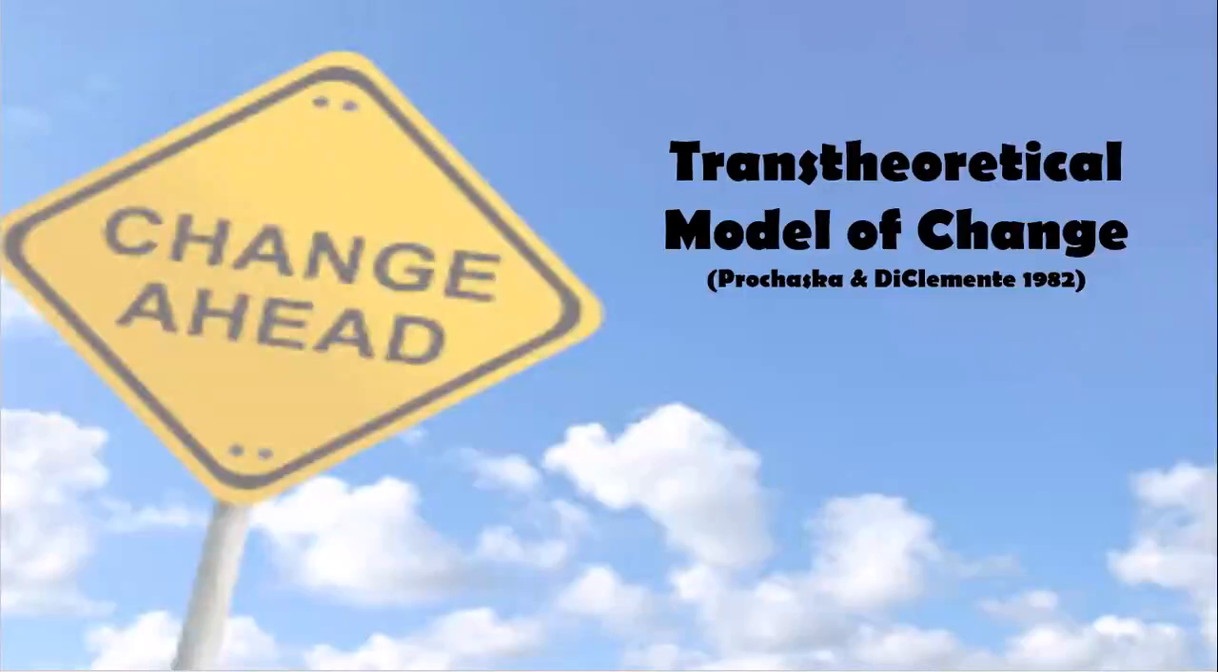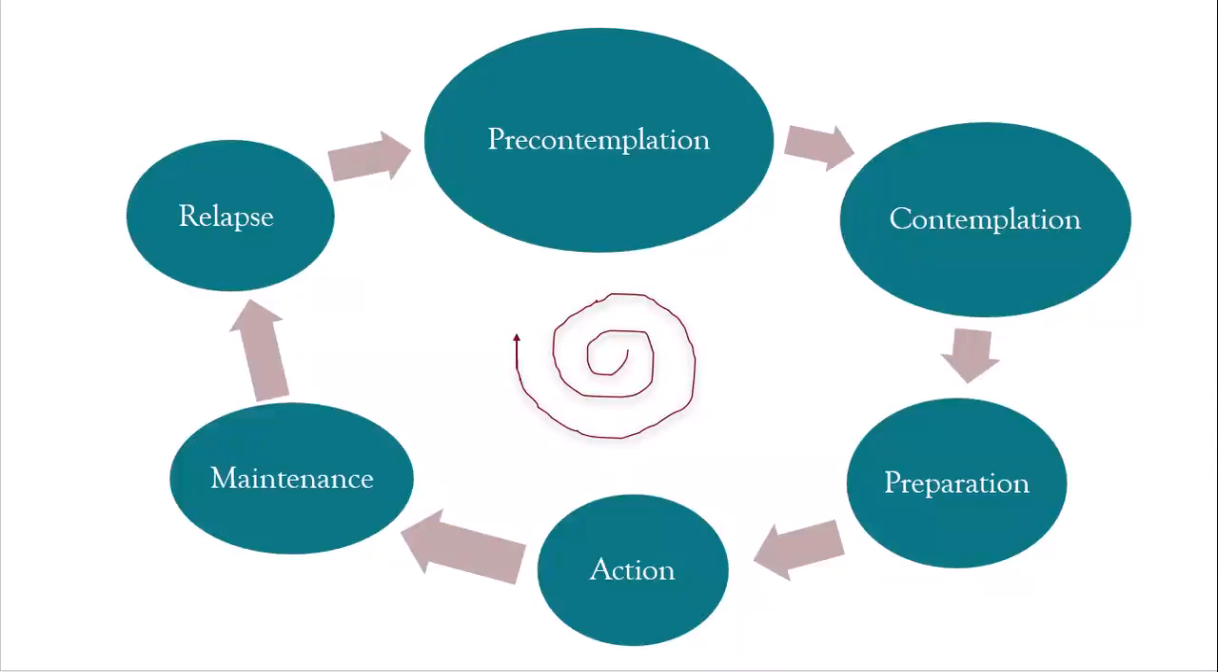And this was developed by Prochaska and DiClemente in 1982 and emerged from their research of people who changed their smoking behaviour. But it has been broadened out to look at a whole range of behavioural changes, with the idea being that the process is the same. So I'm going to talk through the cycle. You'll see it represented in different ways.